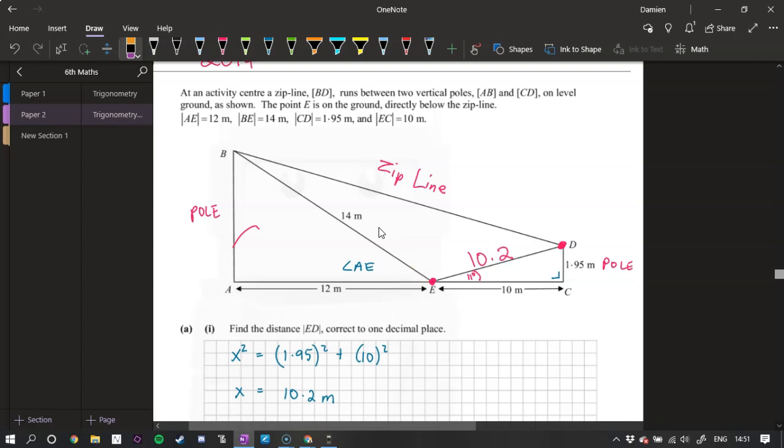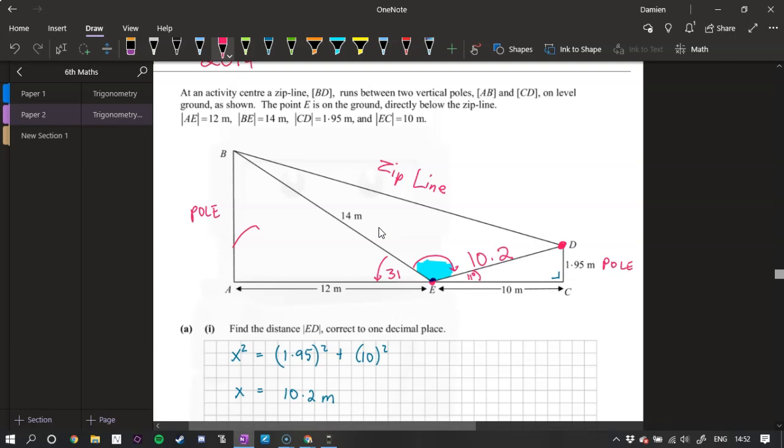We can also get rid of this shading here, and we can put in the details that we've just figured out. The last one we figured out was AEB was 31 degrees. So this is 31 degrees. And the next question is asking us to find DEB. So start at D, go to E, and then go to B. So DEB is this angle in here. That's the one we want to find.